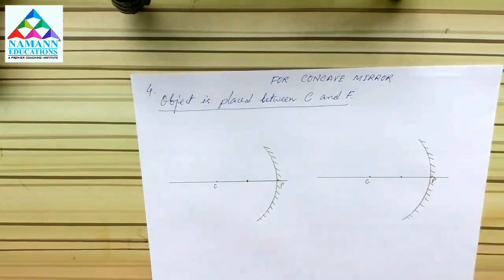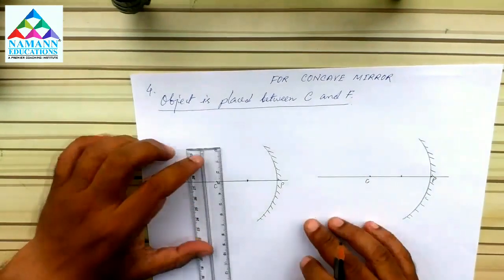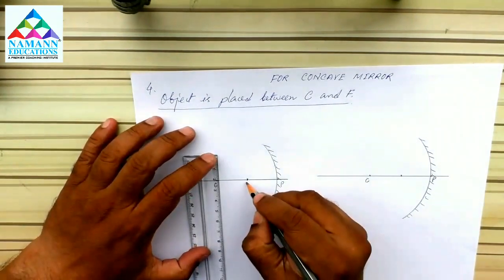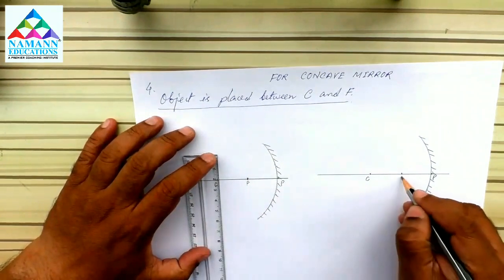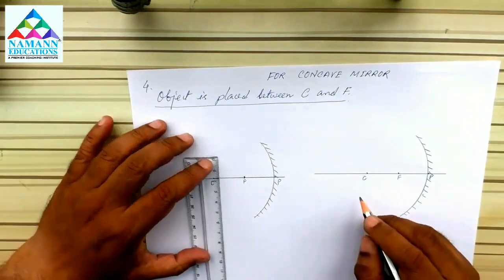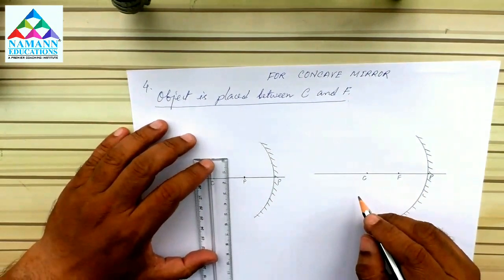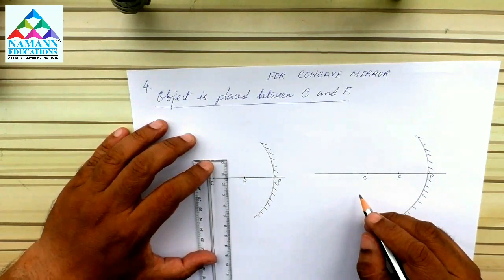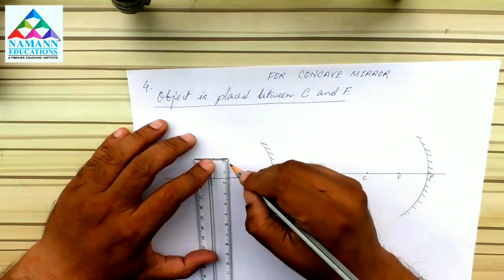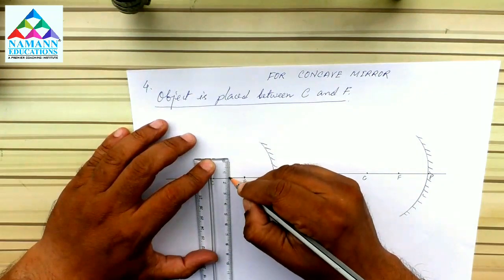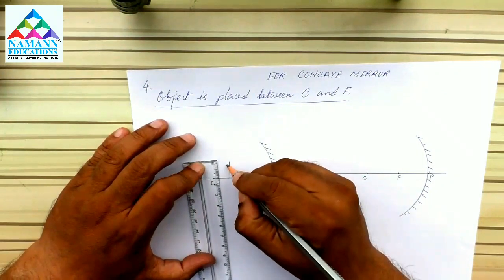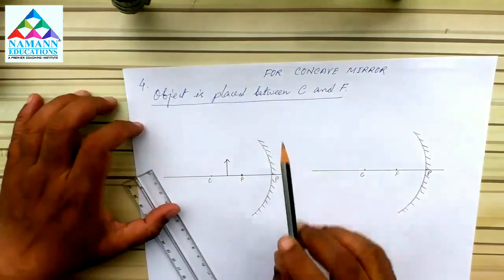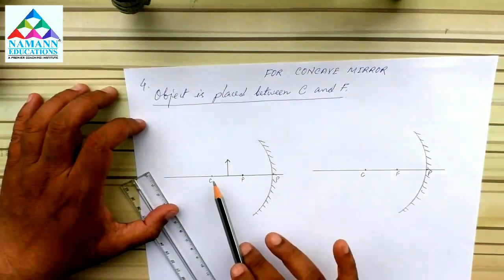Now the object is placed between C and F. This time, if you take smaller object, it will be convenient for you to draw the diagram. So I'm considering this as 1.5 centimeter. Here it is given between C and F, so anywhere between C and F you can place the object.